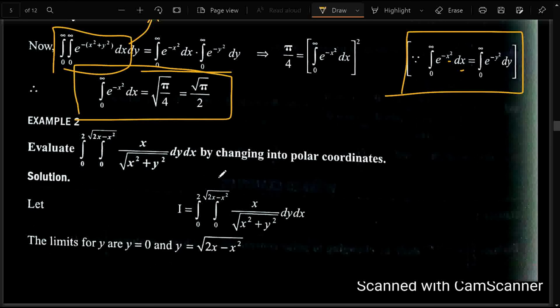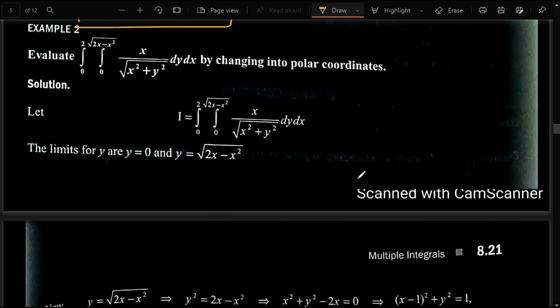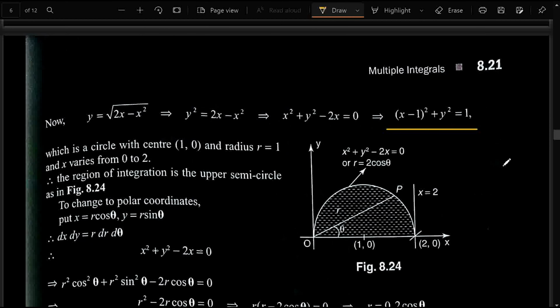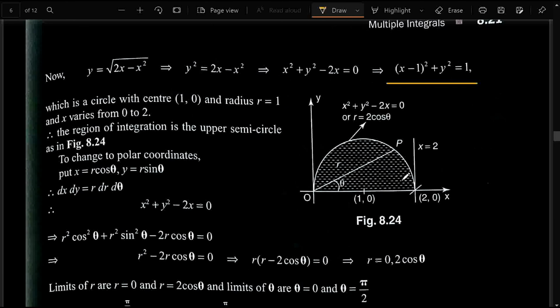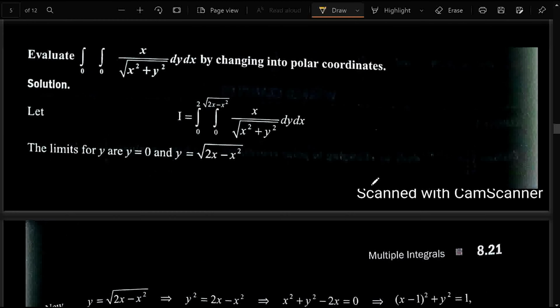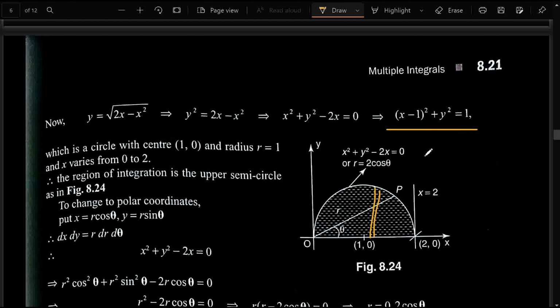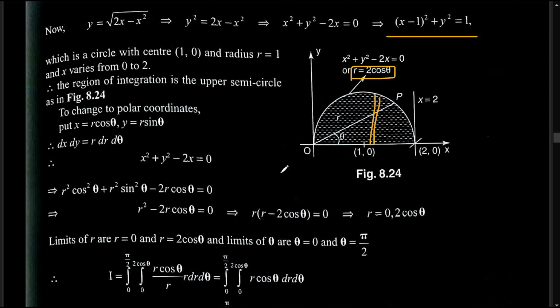In another question, by changing into polar coordinates, first we have to take the limits. y is equal to 0, y is equal to root of 2x minus x squared, and we got the equation of a circle, and x is 0 to 2. Now we have to put x is equal to r cos θ, y is equal to r sin θ. If you put that, you get r is equal to 2 cos θ as the equation of the circle. So r is 0 to 2 cos θ, and θ is 0 to π/2, 90 degrees.